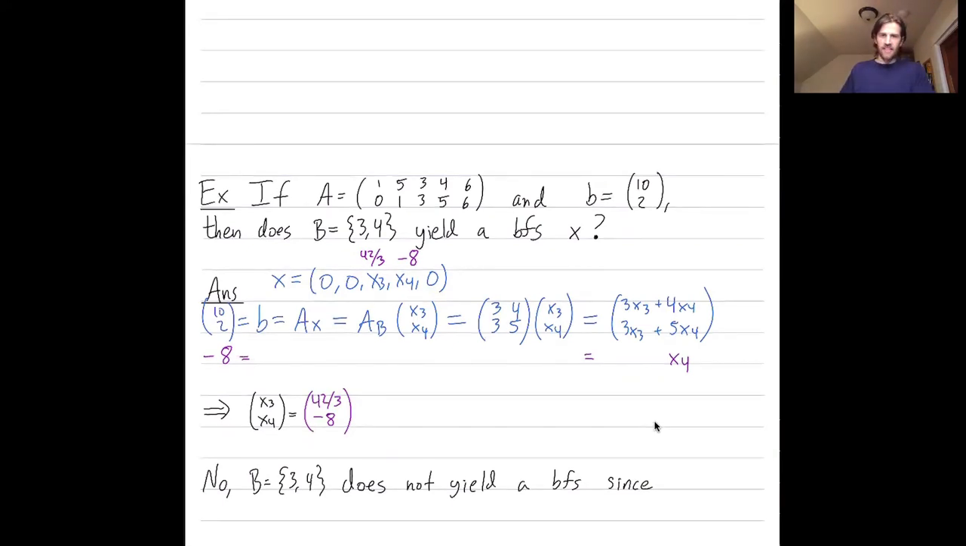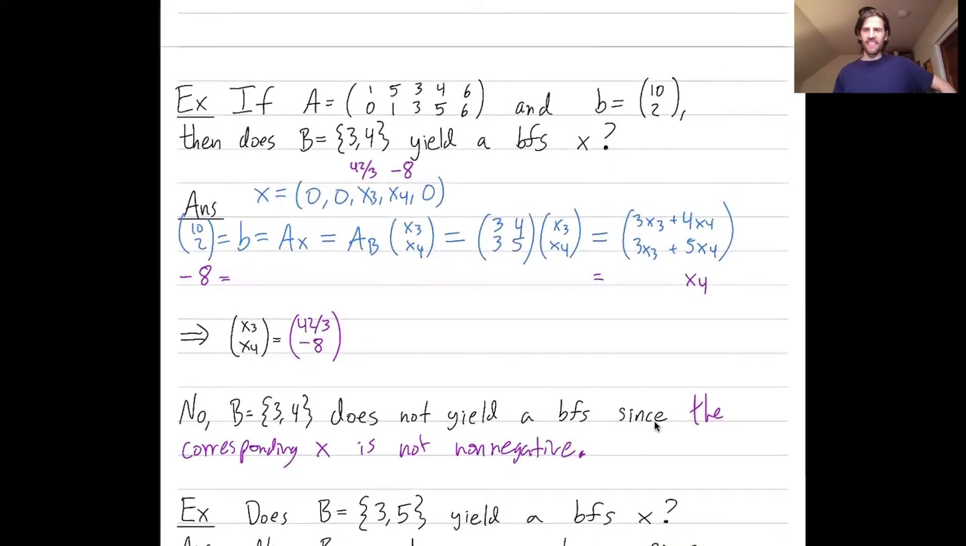So does this basis yield a basic feasible solution X? No. This basis 3, 4 does not yield a basic feasible solution since the corresponding X is not non-negative. And hence it's not even a feasible solution. So I apologize for the double negatives, not non-negative, but I don't know how to say that otherwise.